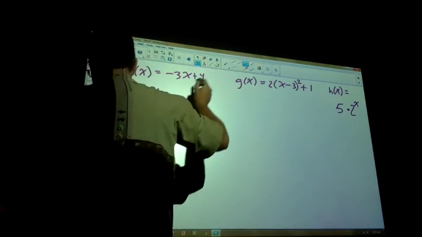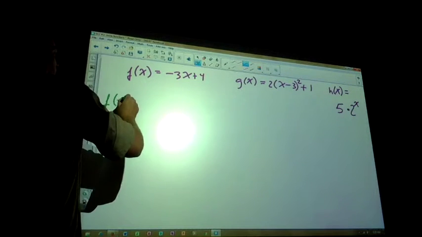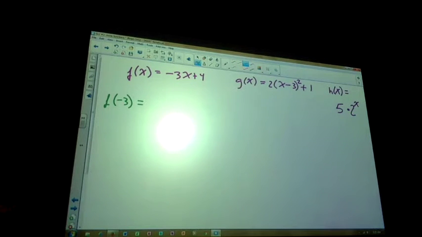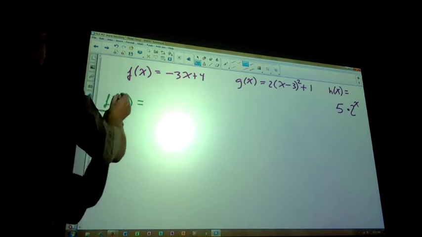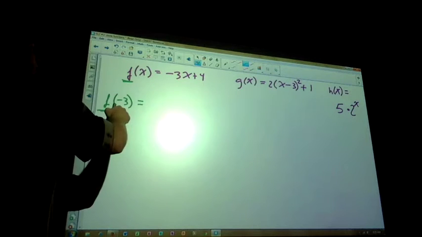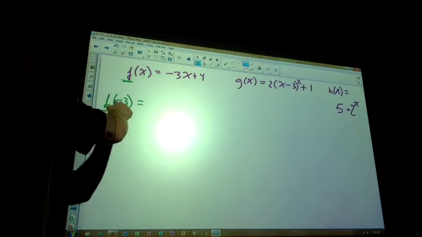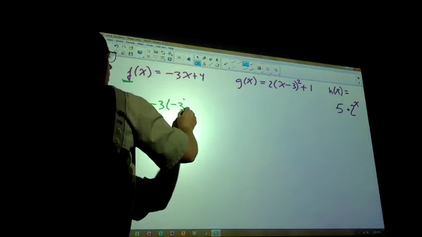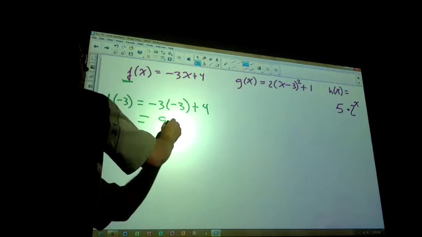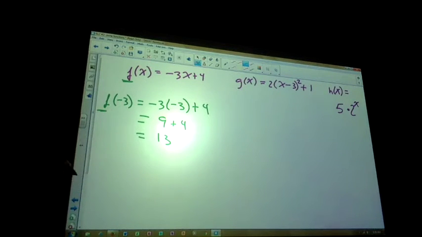Okay? So, problem number 17 says f at -3. Which of those would it make sense for me to plug -3 in for x? The first one. Why the first one? Because it has f and x. So rather than putting x in for x, I'm putting -3 in for x. Do the math. What is the function at -3? 13. It's getting to 13.